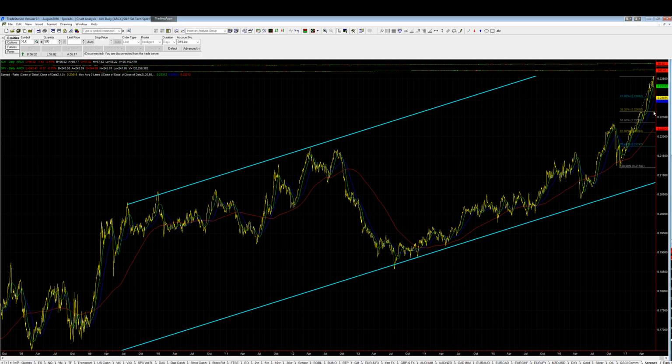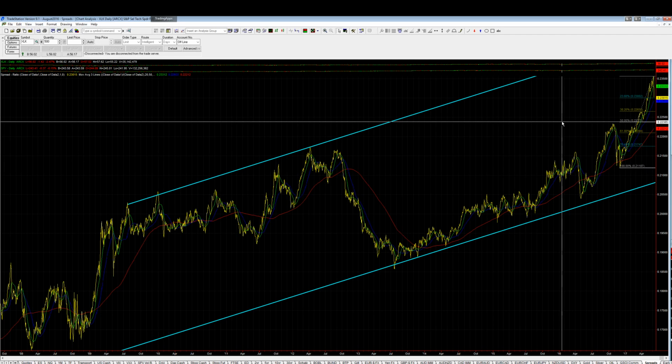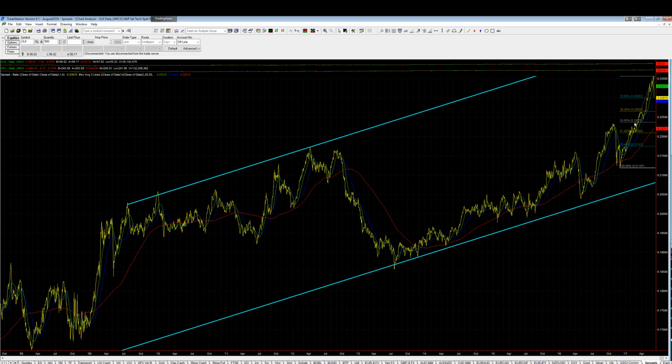0.226. That might well coincide in time with this strongly upward sloping 200 period moving average. So we would argue that any retracement back towards these levels of the 50% is going to be a very good risk reward buy.